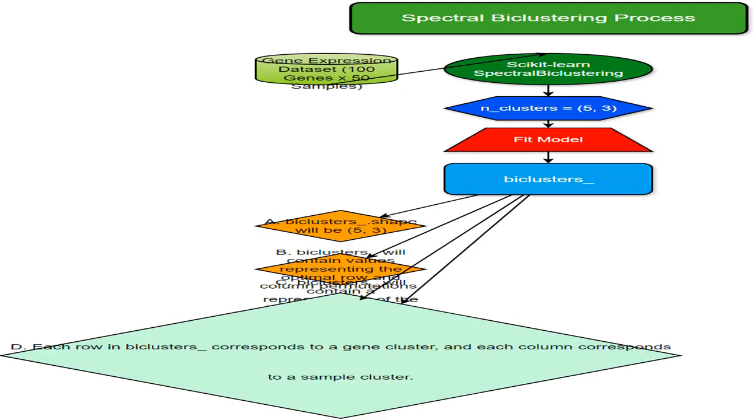That's incorrect. The structure of BICLUSTERS isn't simply rows for gene clusters and columns for sample clusters. It's a more complex structure designed to represent the gene and sample cluster memberships.